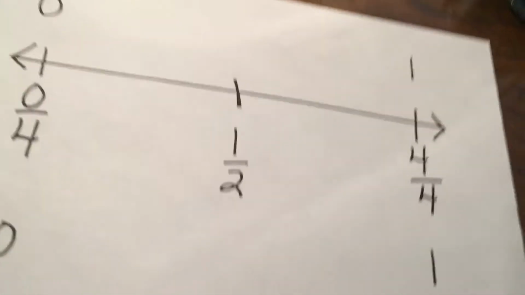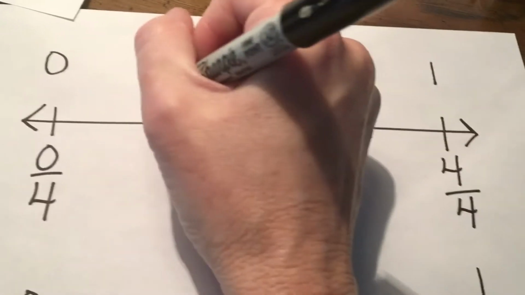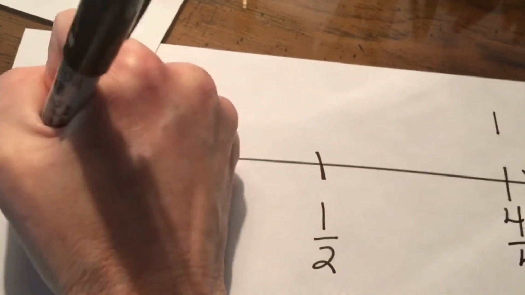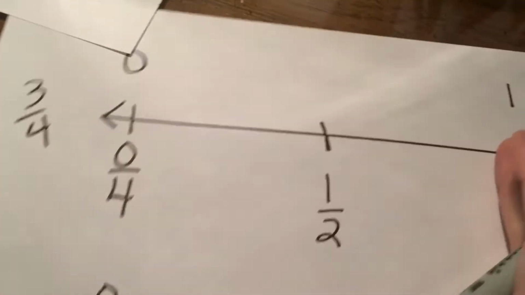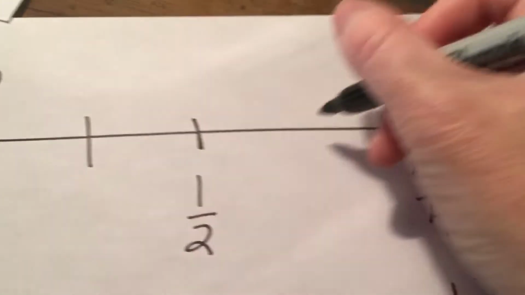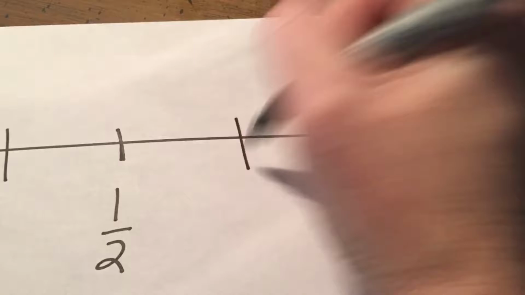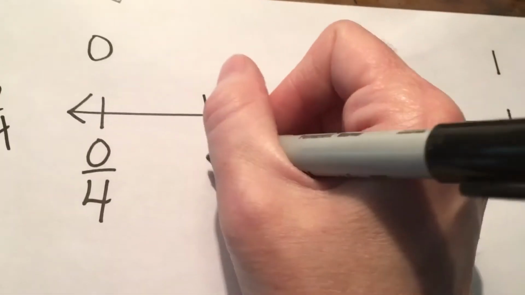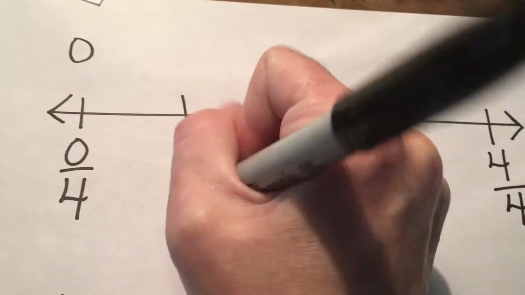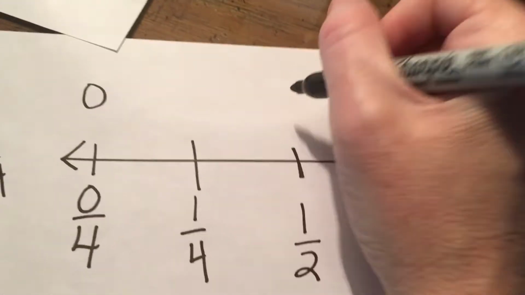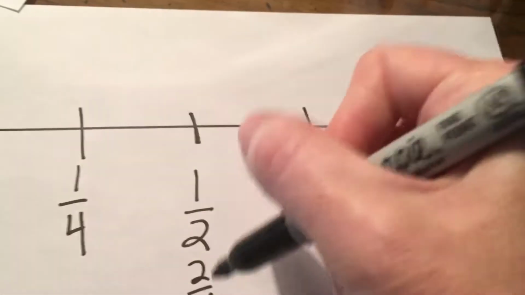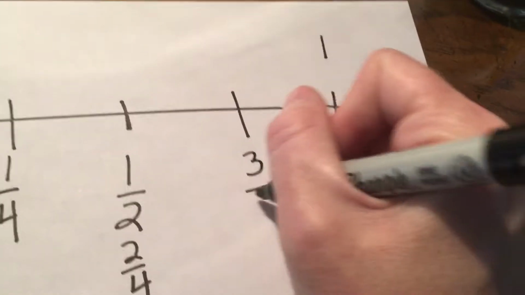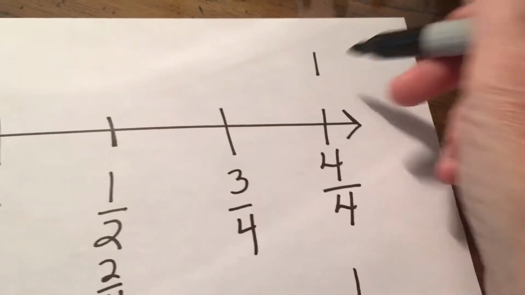It's basically the same exact thing. We're going to cut this in half again. Remember, this is our 3/4 and this is our 6 eighths. Okay, so I'm going to cut this in half. Now I have 1/4. 2/4 is equal to 1/2. It's in the same place. 3/4 and 4/4 is 1 whole.